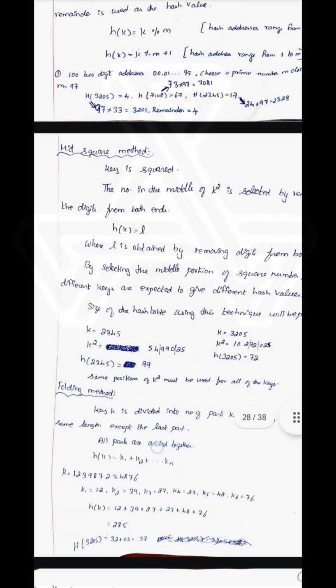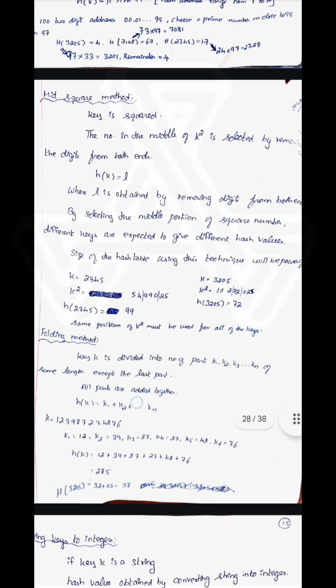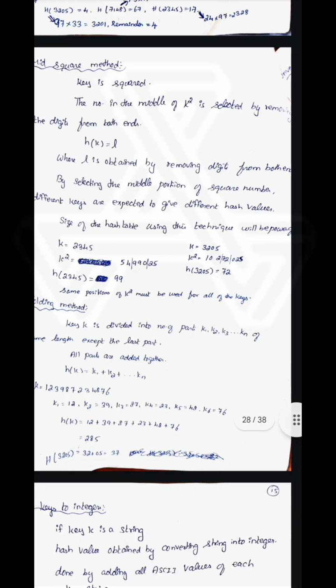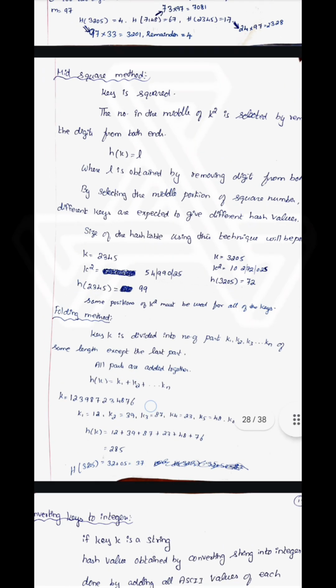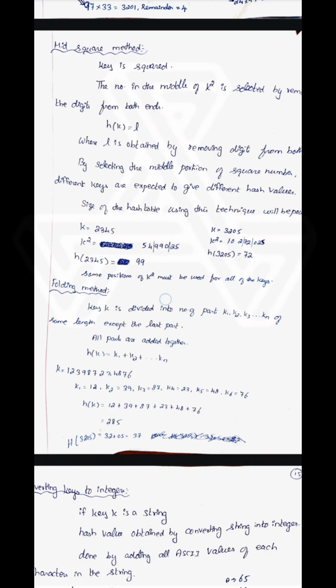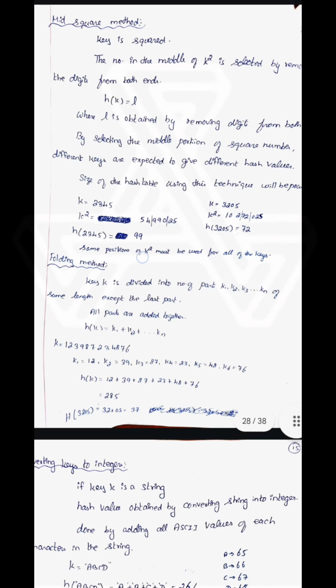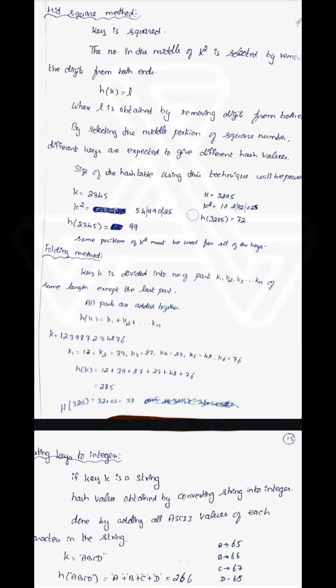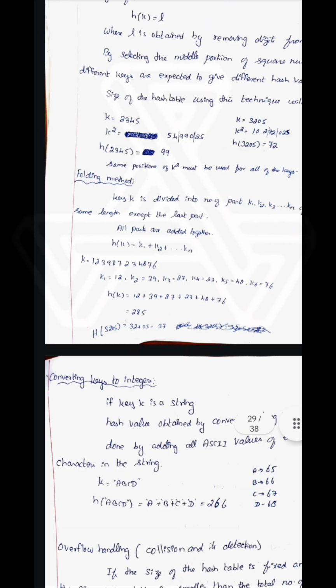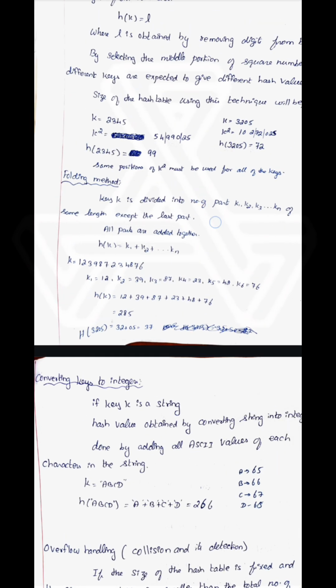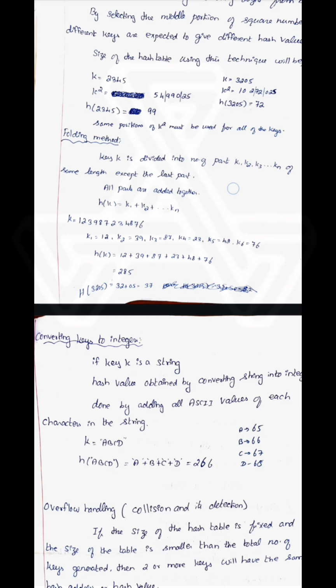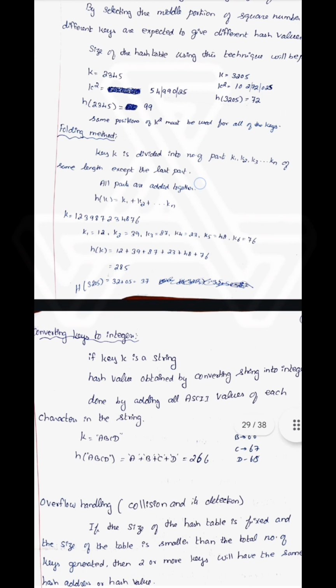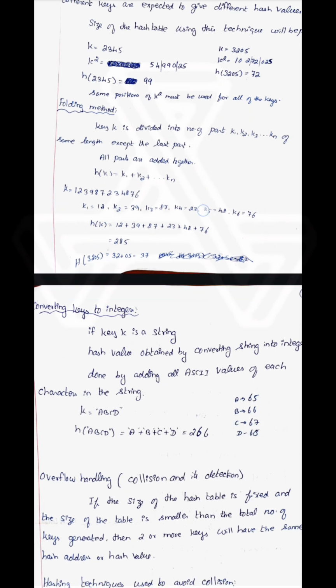Then the mid-square method. The key is squared. The number in the middle of k square is selected by removing the digits from both ends. h(k) is L, where L is obtained by removing digits from both ends. By selecting the middle position of the square number, different keys are expected to give different hash values. For example, if we square the number 2345, we get 5499025, and we use the number 99 as the hash value. For 3205, we get the middle digits of k square as 72, so we use that. The same positions of k square must be used for all the keys.